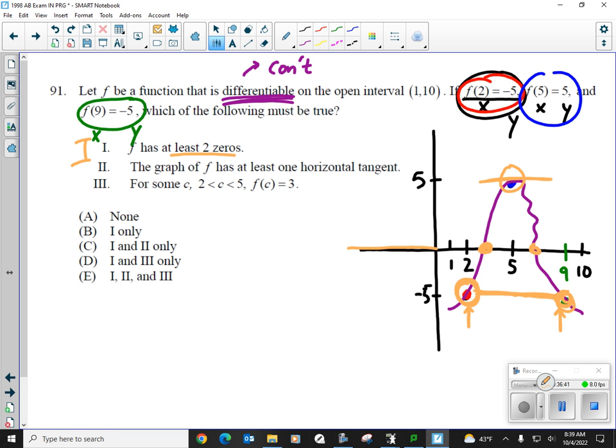That is true. For some value c, f of c has got to be 3. Here's 3. There has to be a coordinate somewhere, in this case 2 of them, that you got a y value of 3. That is also true. Guess what? They are all true.